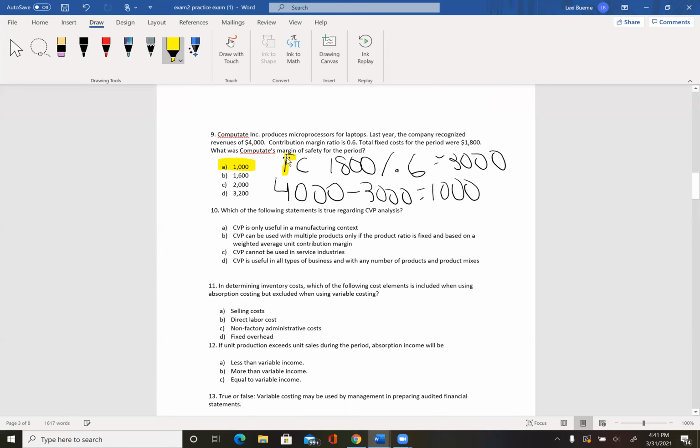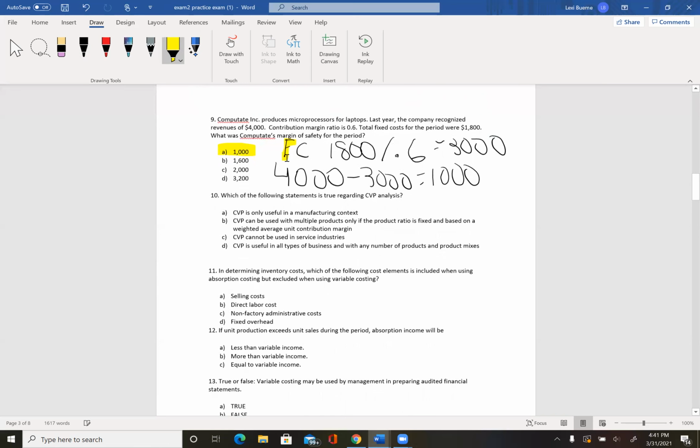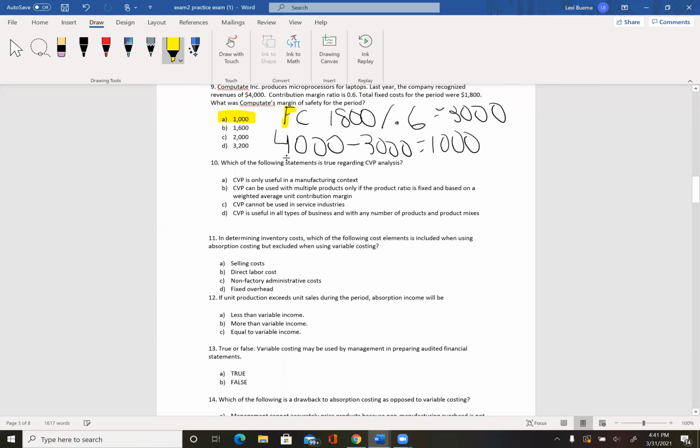Then for 10, which of the following statements is true regarding CVP analysis? And the answer that is true is going to be D. It's going to be useful in all types of business with any products or product mixes.